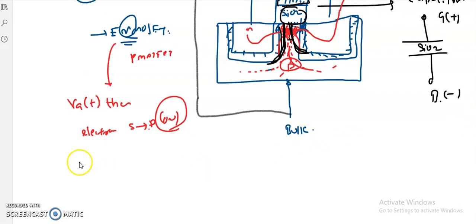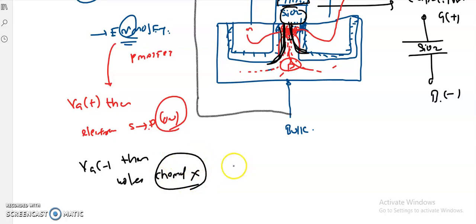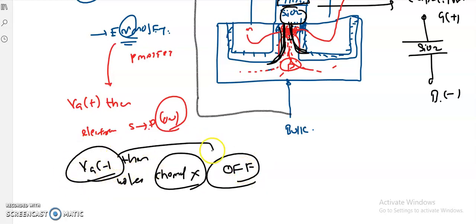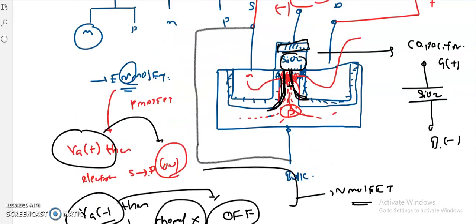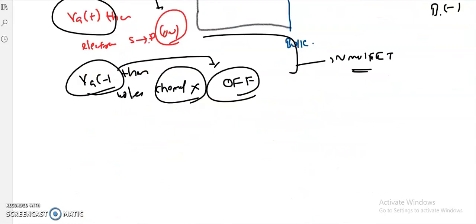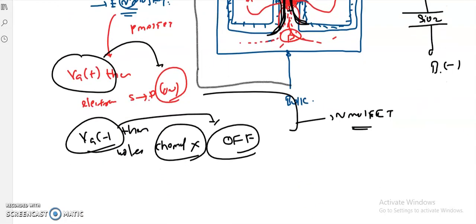So one more conclusion from this point is that if the gate voltage is negative, then holes will accumulate in between the source and drain, and there is no formation of the channel. And if the channel is not there, then the MOSFET is in the off state. So in the case of the negative gate voltage, the MOSFET is in off state, and in the case of the positive gate voltage, the MOSFET is in the on state. Both these cases are applicable for the N-type enhancement MOSFET, right? And now, while coming to the characteristics, based upon this operation we will see the characteristics right now.